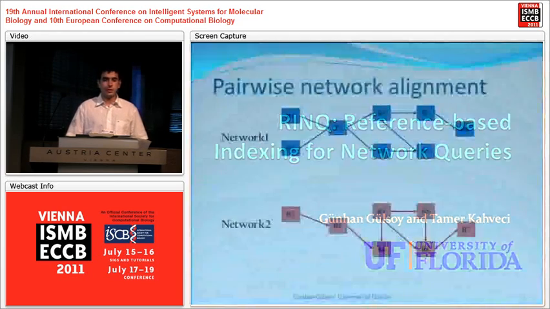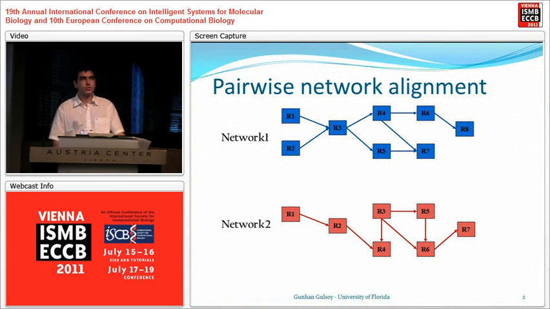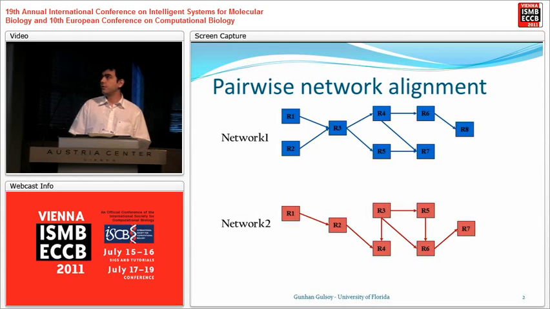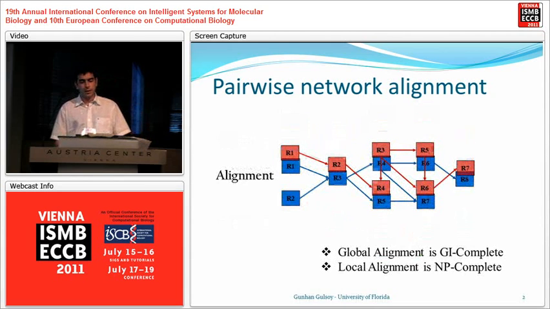First, before going right into our problem, I just want to talk a little bit about pairwise network alignment. As Bonnie Berger stated yesterday in her keynote speech, pairwise network alignment tries to find a one-to-one mapping between the nodes of two networks. There are two variations of this problem: one is global network alignment and the second is local network alignment. However, both of these problems are quite difficult. One is GI-complete and one is NP-complete.